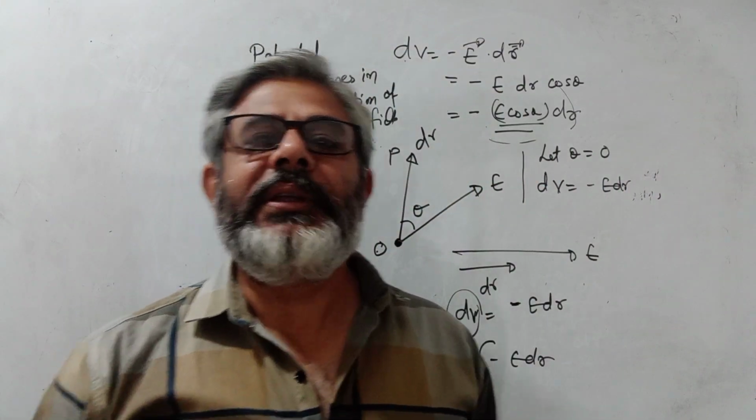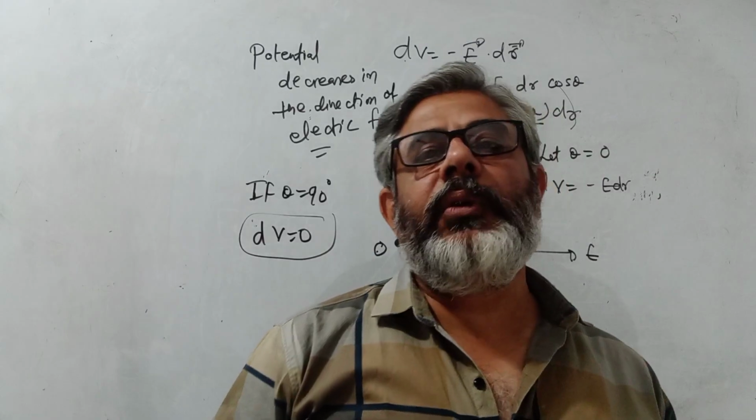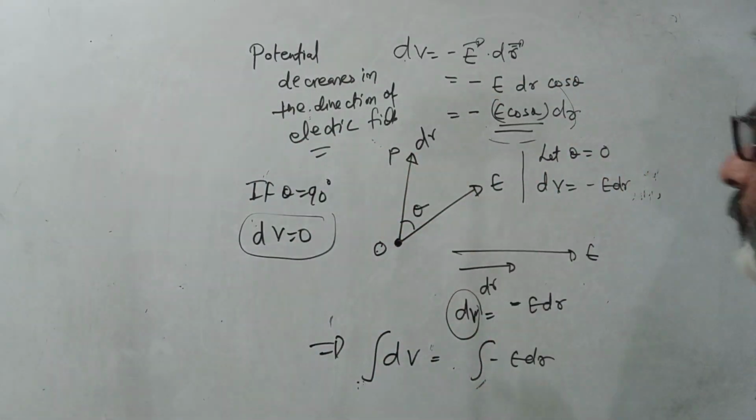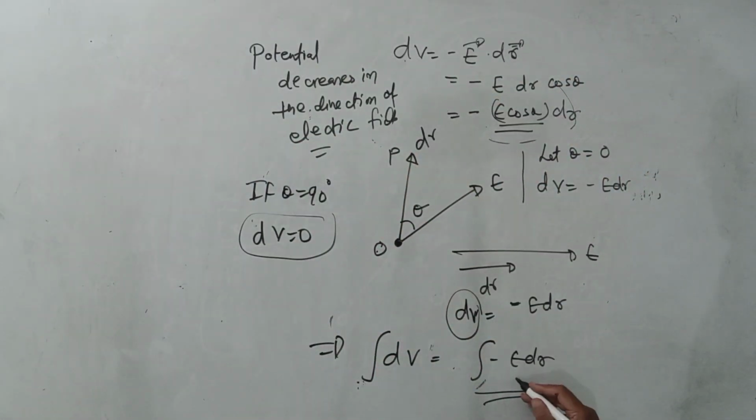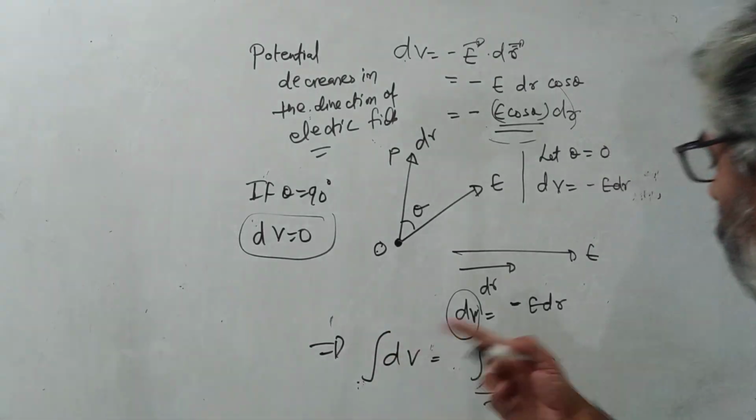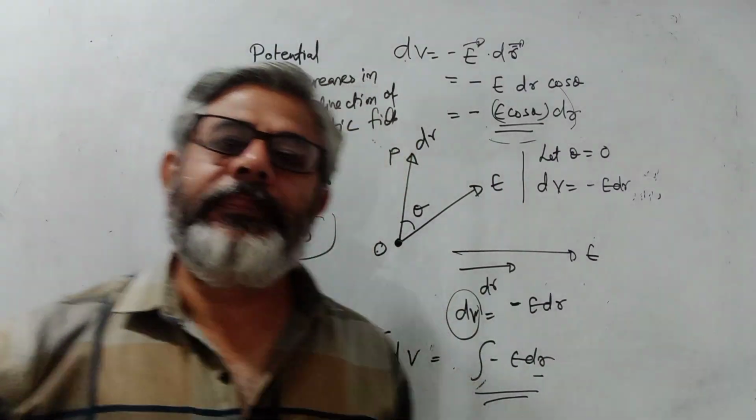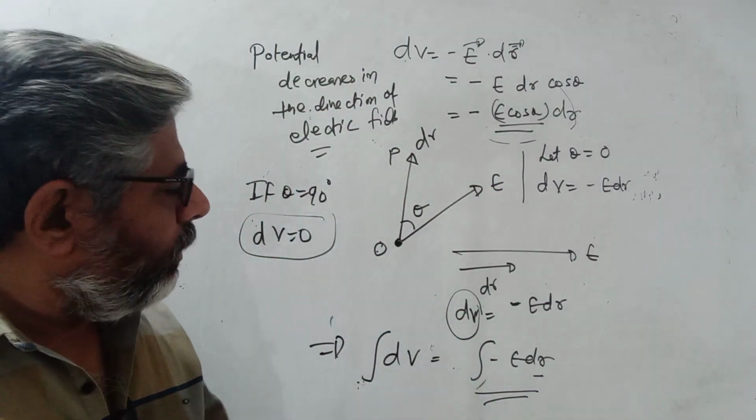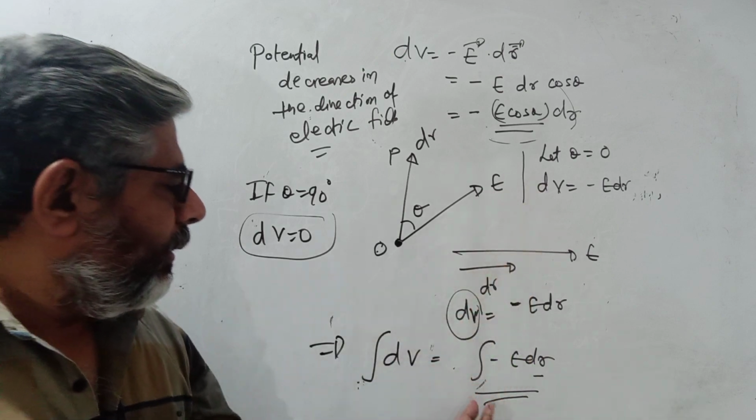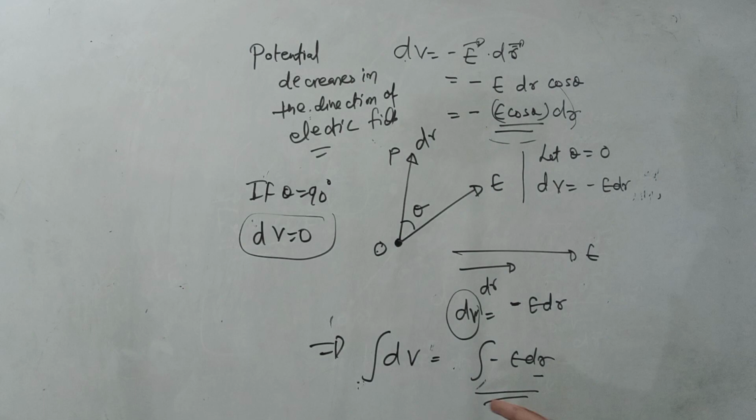So potential changes at the maximum rate in the direction of the electric field and does not change at all perpendicular to the electric field. So these few things you should remember. Integration of electric field gives you the change in potential, or the potential difference. Now since potential you get by integration of electric field intensity, we can also say that differentiation, which is the reverse process of integration, differentiation of V gives you the electric field.